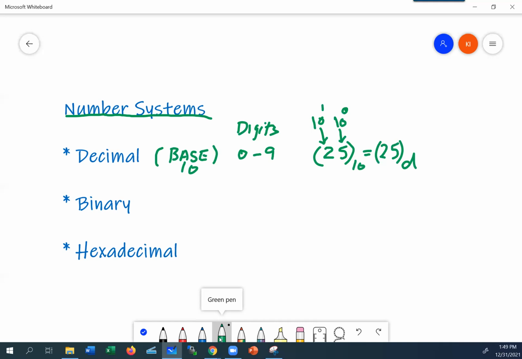Why do we care about that? Well, that's what humans communicate in. And where did it come from? We have 10 fingers. That's simply where it came from.